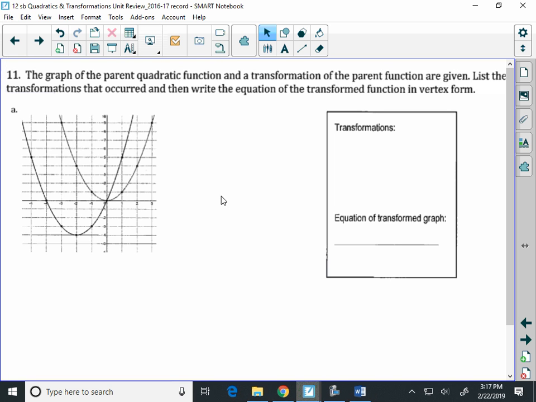The graph of the parent quadratic function and a transformation of the parent function are given. List the transformations that occurred and then write the equation of the transformed function in vertex form.